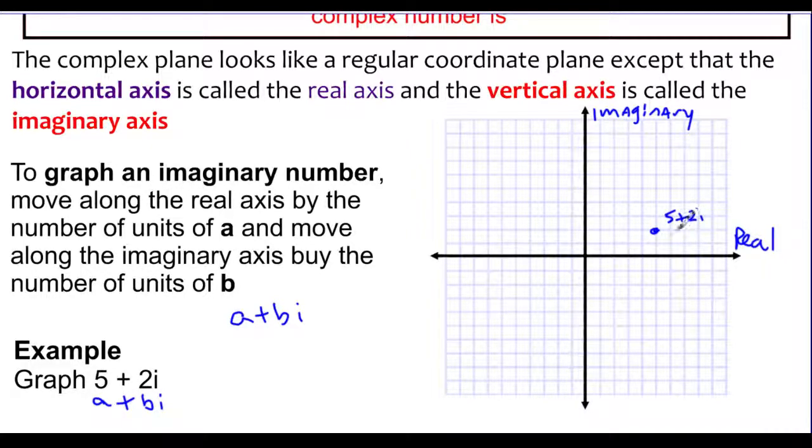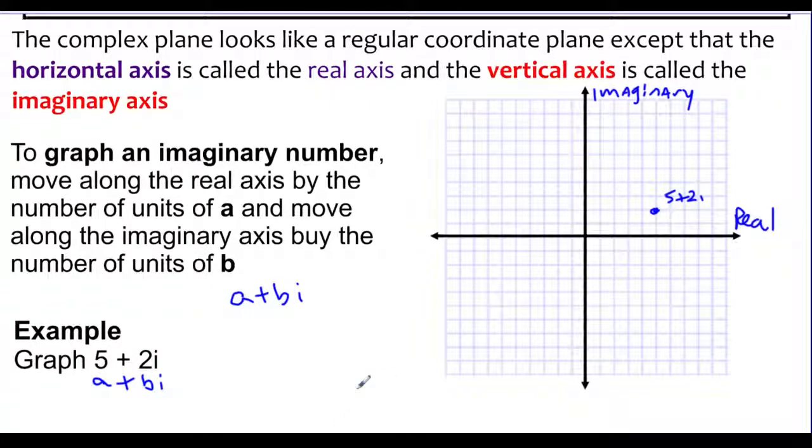Okay? And I could do that with any numbers that I want. So let's take a look at a couple more examples of things that we can graph.